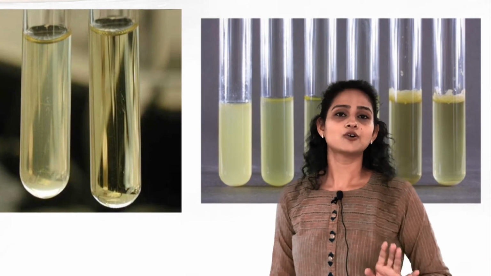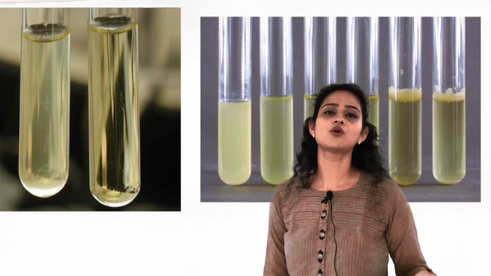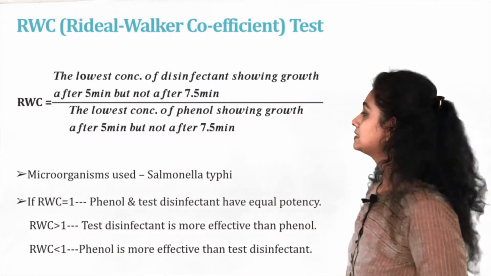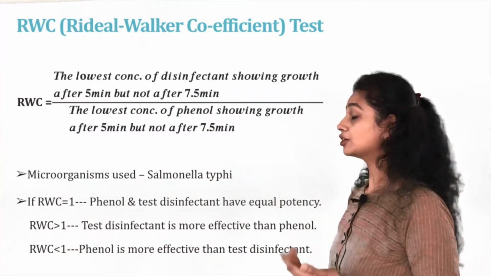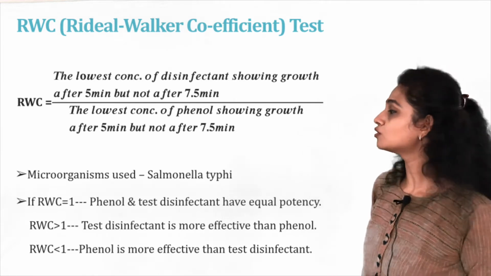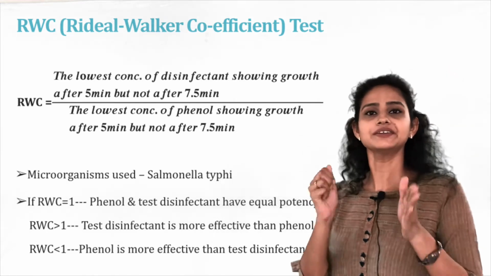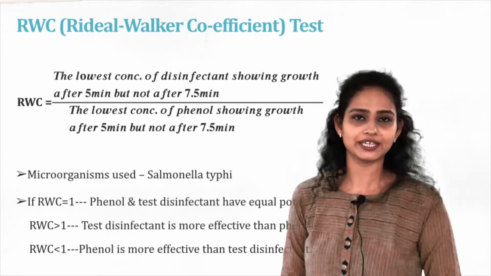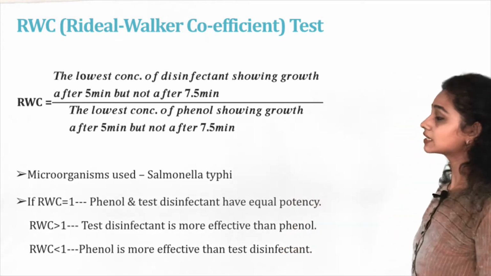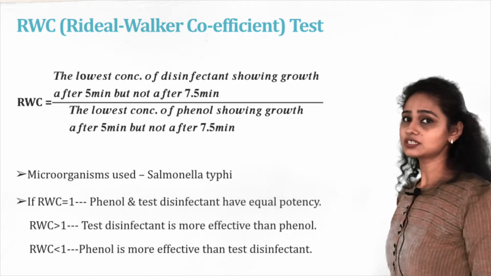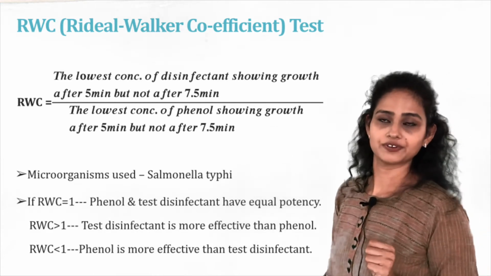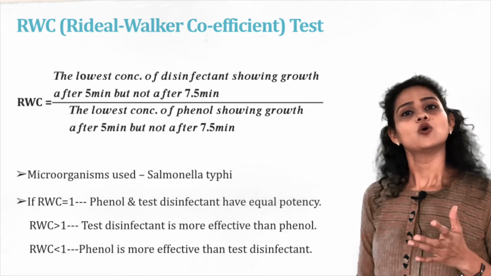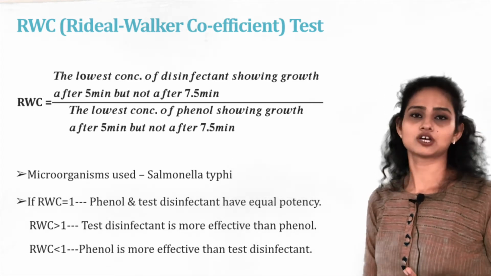Okay, this is how phenol coefficient by Riddle-Walker test is performed. So let's go to the formula. Below I have written the conclusion. If RWC is equal to 1, that means phenol and disinfectant are equally potent, right? They have equal potency. If RWC is greater than 1, that means which agent is more effective? Disinfectant is more effective. And if RWC is less than 1, what is more effective? Your phenol is more effective.